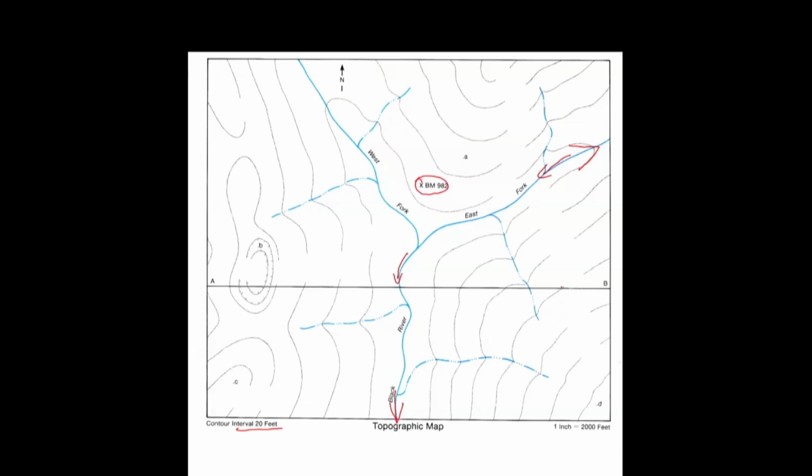So starting with that benchmark, it's relatively easy then to assign values to these contour lines. If this point is 982 feet above sea level, then the contour line closest to the stream must be 980 feet. As we move away from the stream, then we just go up in intervals of 20 feet, since that's our contour interval.